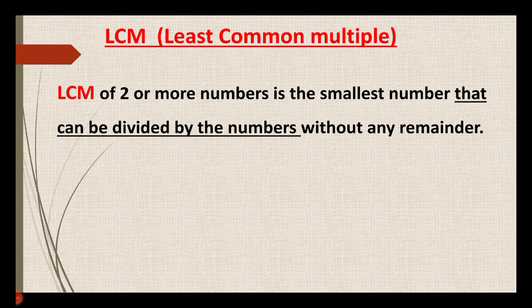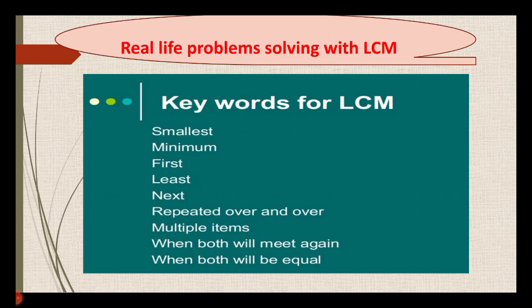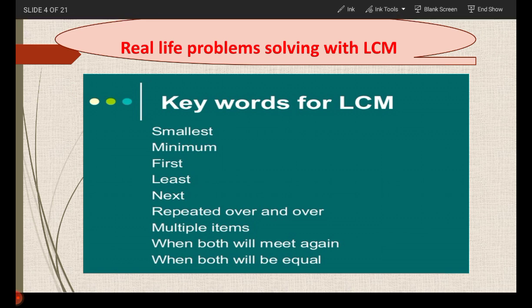So this is the LCM, the least common multiple, as we discussed the definition of LCM in the previous video, part 1. Let me give you a short review. The LCM of two or more numbers is the smallest number that can be divided by the numbers without any remainder. There are some keywords for the LCM that you have to keep in mind when you are solving word problems based on the LCM.